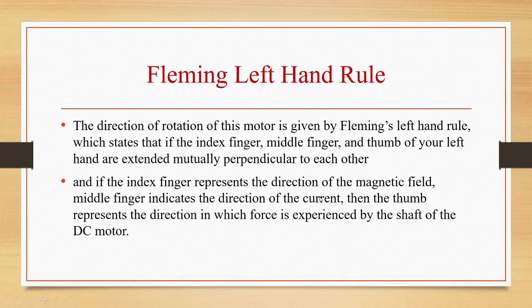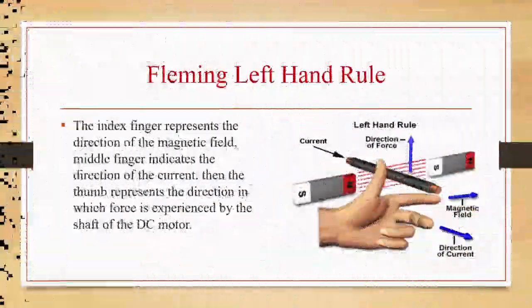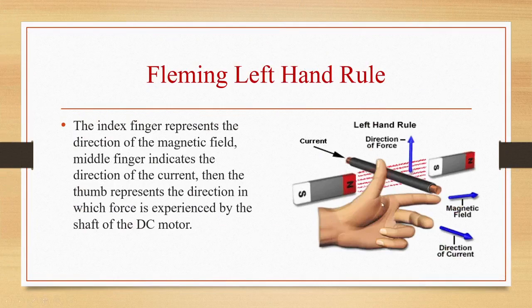Now let us see Fleming's left hand rule. The direction of rotation of the motor is given by Fleming's left hand rule, which states that if the index finger, middle finger and thumb of the left hand are extended mutually perpendicular to each other, and if the index finger represents the direction of magnetic field, the middle finger the direction of current, then the thumb represents the direction of force which is experienced by the shaft of the DC motor. So we can understand from this diagram.